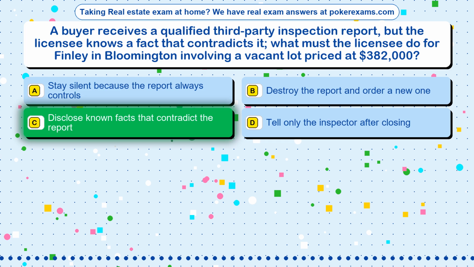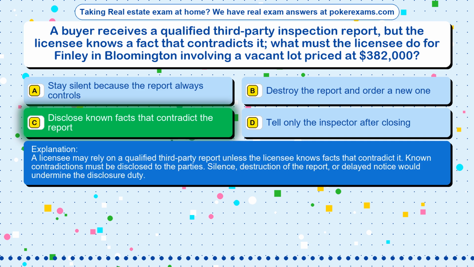The correct answer is option C, disclose known facts that contradict the report. A licensee may rely on a qualified third-party report unless the licensee knows facts that contradict it. Known contradictions must be disclosed to the parties. Silence, destruction of the report, or delayed notice would undermine the disclosure duty.